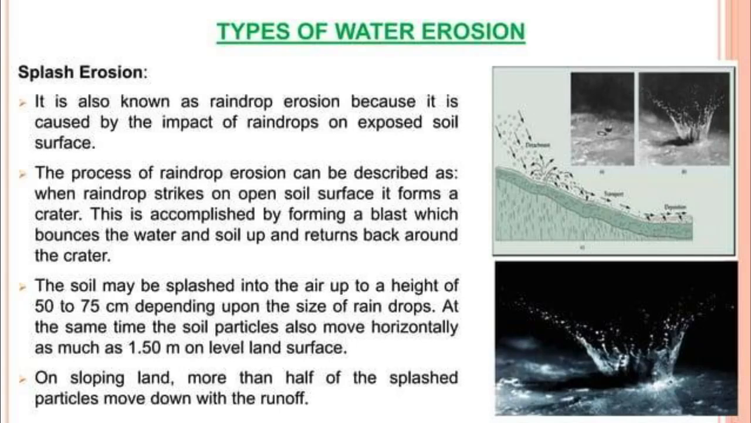It is also known as raindrop erosion because it is caused by the impact of raindrops on the exposed soil surface. The process of raindrop erosion can be described as follows: when a raindrop strikes the open soil surface, it forms a crater. This is accomplished by forming a blast which bounds the water and soil back around the crater. The soil may be splashed in the air up to a height of 50 to 75 mm, depending upon the size of the raindrops. At the same time, the soil particles also move horizontally, such as 1.5 meters on a level land surface.